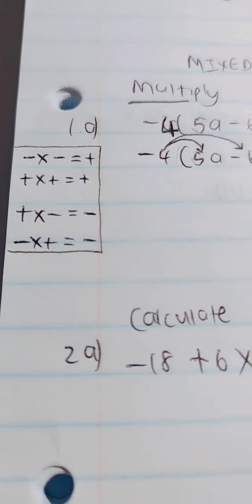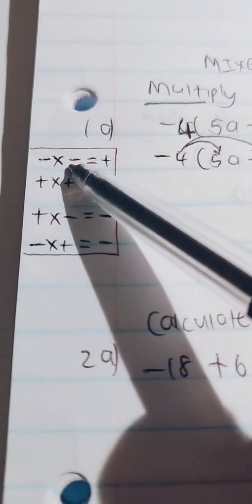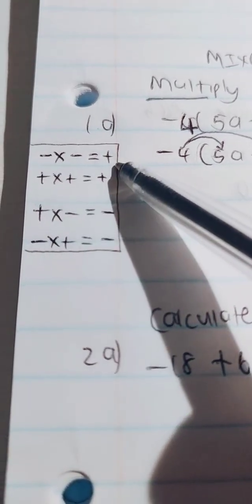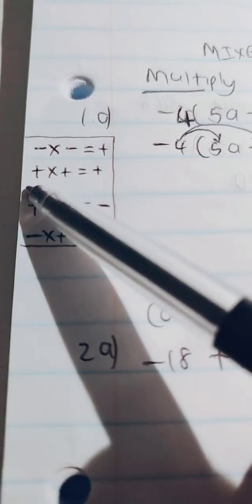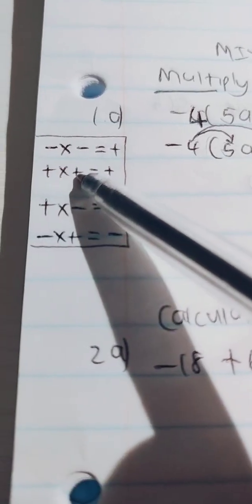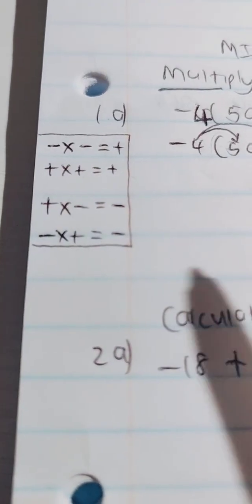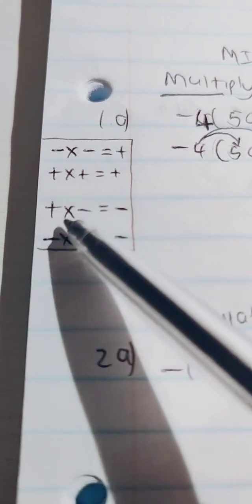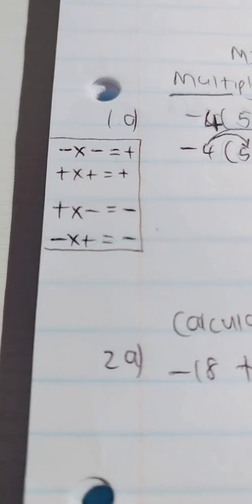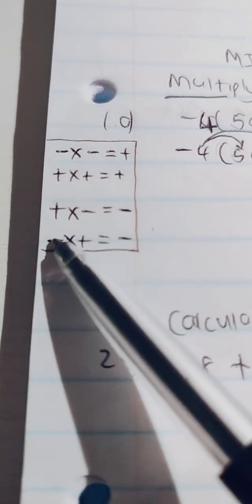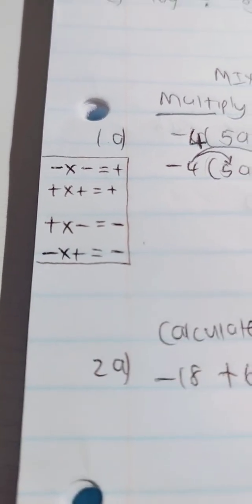The multiplication of a negative and a negative gives us a positive. The multiplication of a positive times a positive gives us a positive. The multiplication of a positive times a negative gives us a negative. And the multiplication of a negative times a positive gives us a negative. Guys, this is grade 9.